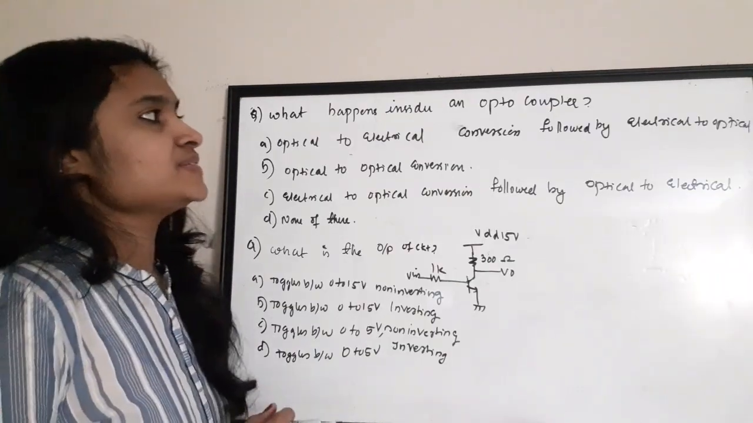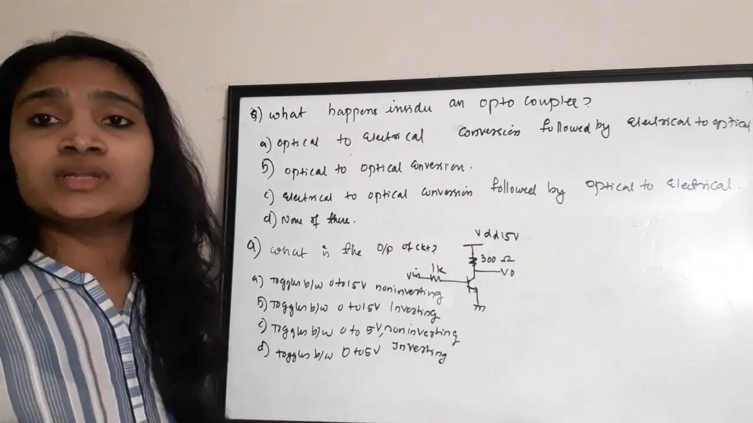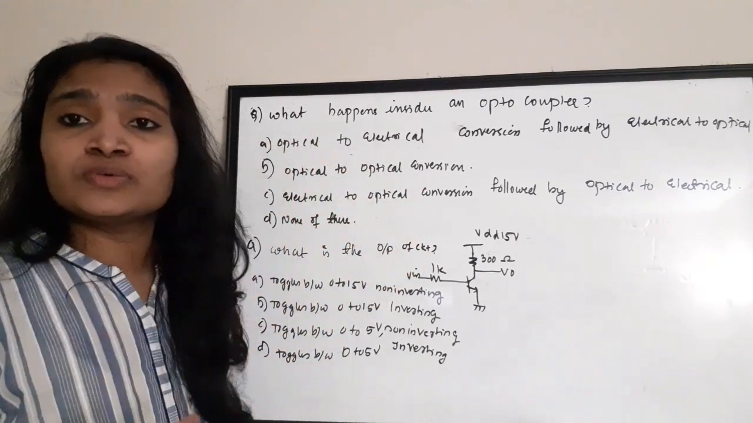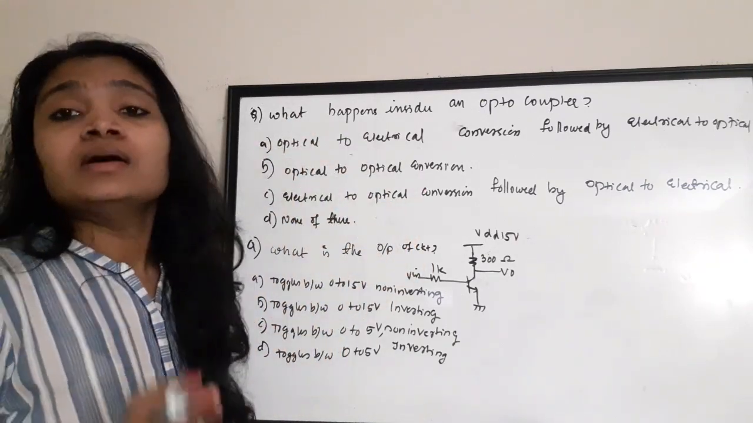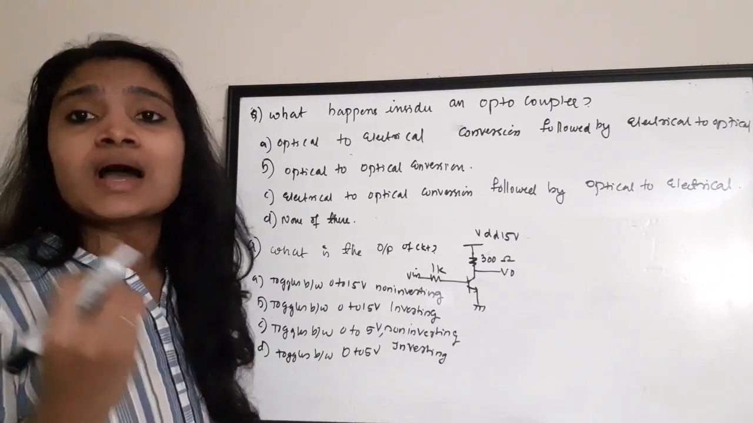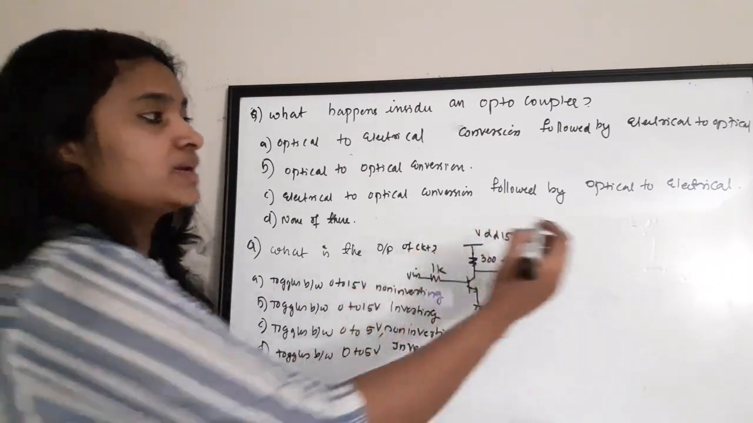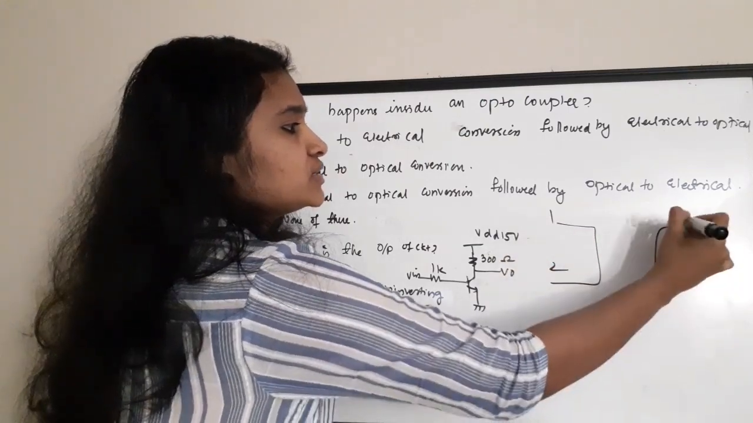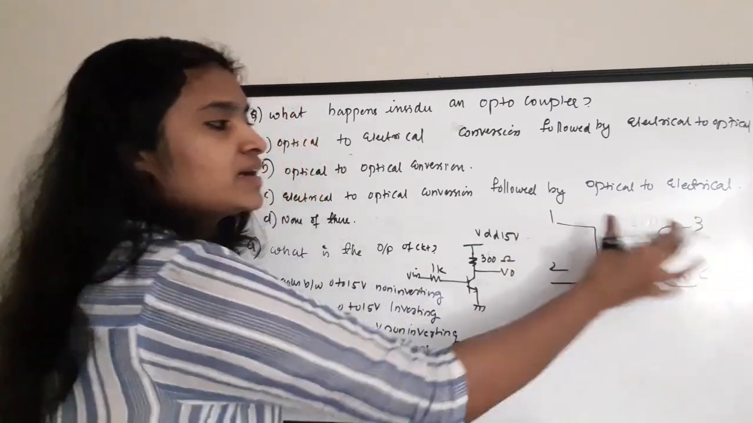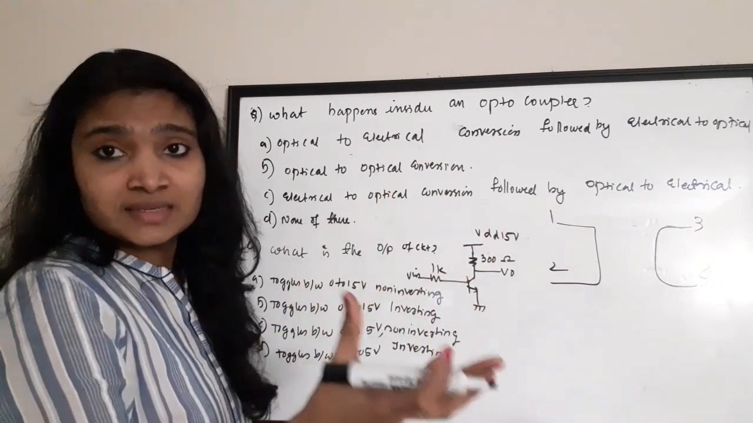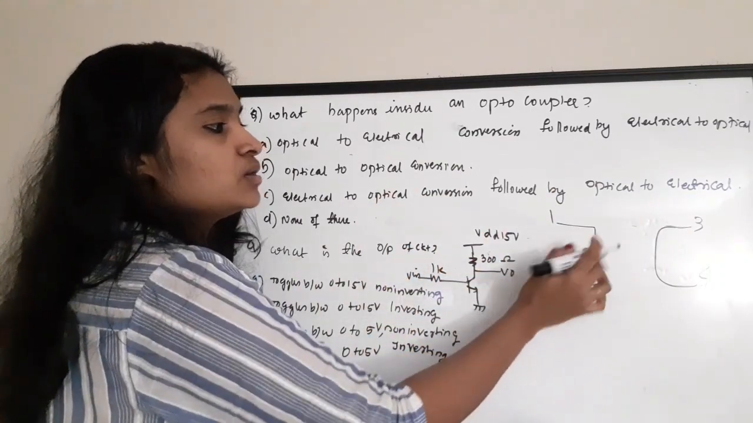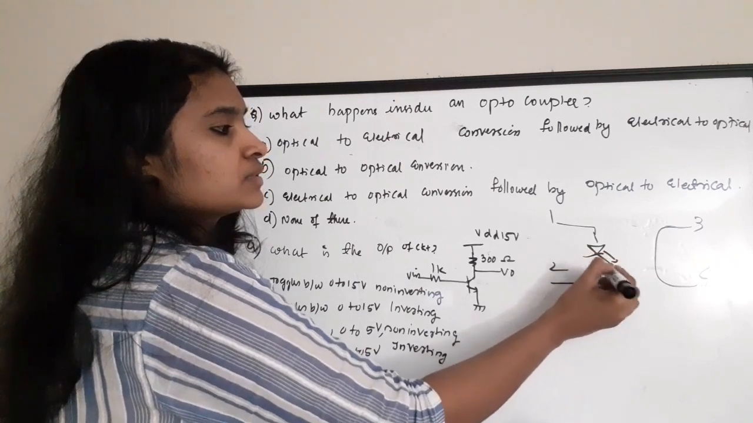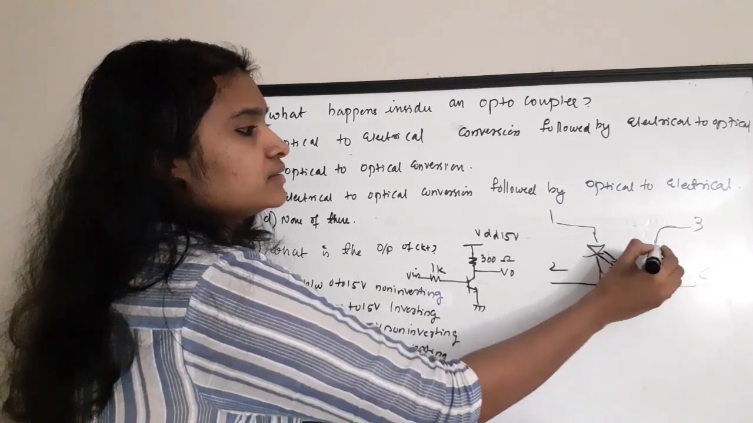What happens inside an optocoupler? So what is actually an optocoupler? An optocoupler is a coupler used for connecting two isolated circuits. Consider this is an isolated circuit, and this is another isolated circuit. In order to have a connection between them, we use light as a medium, and we use an optical transmitter and a receiver at this side.